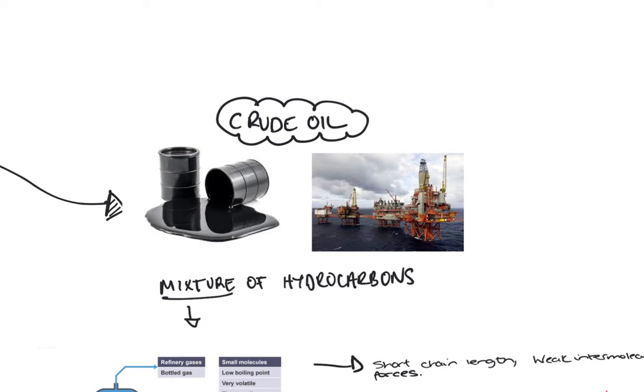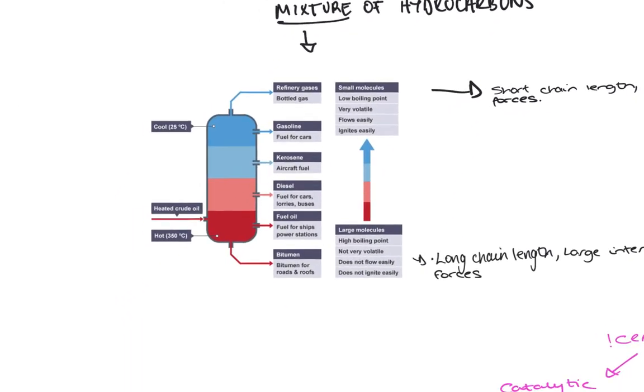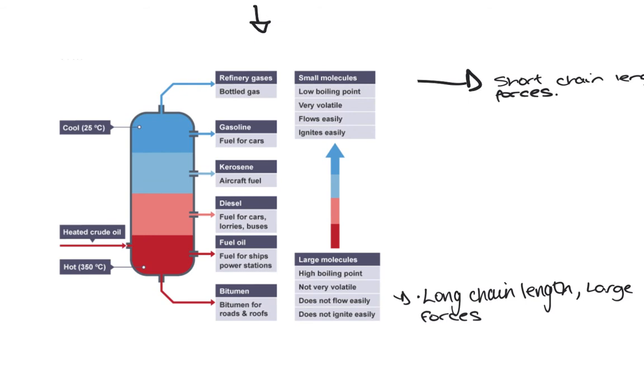Now, as it's a mixture, it is not actually all that useful on its own. And in order to use the different parts of crude oil, or fractions as we call them, it undergoes something called fractional distillation. And that's what this diagram here shows you. So fractional distillation is where, very, very simply, we heat up crude oil to around 350 degrees in a large column. As you go higher up in that column, the column gets cooler. And at those different temperatures, different types of hydrocarbon will condense and will then be collected.